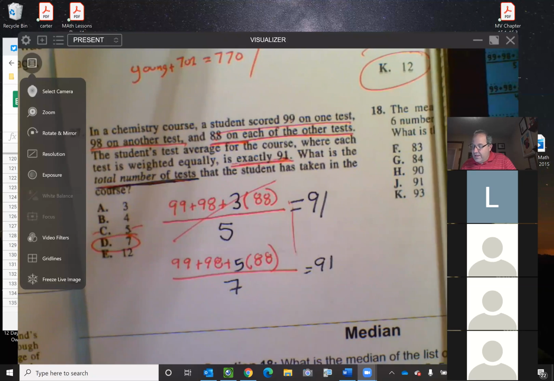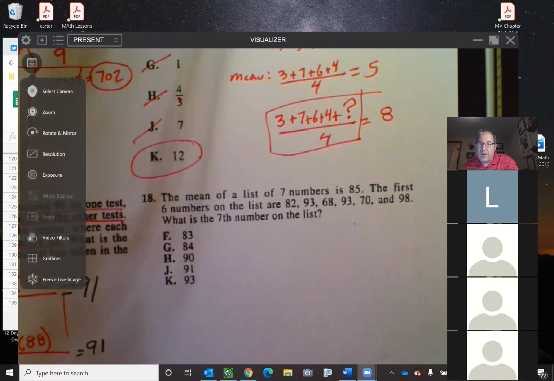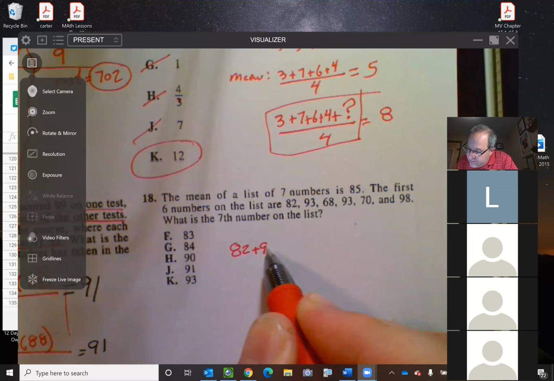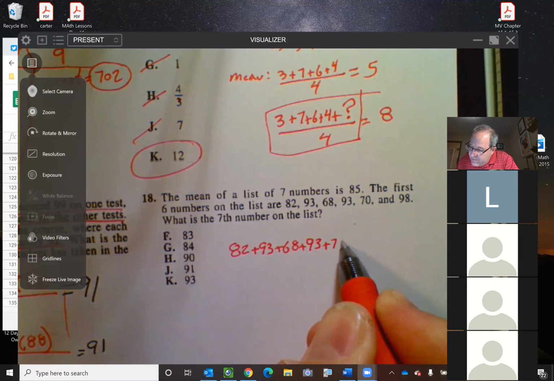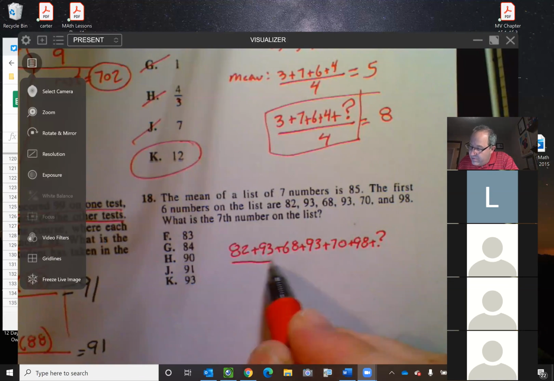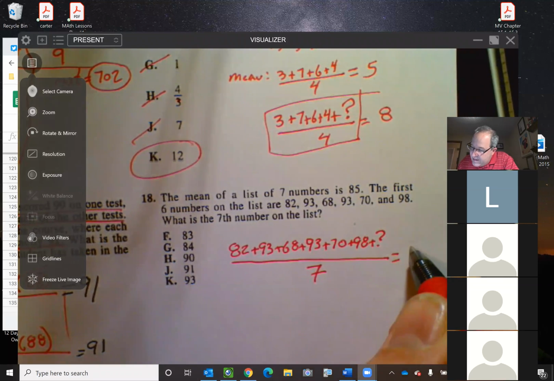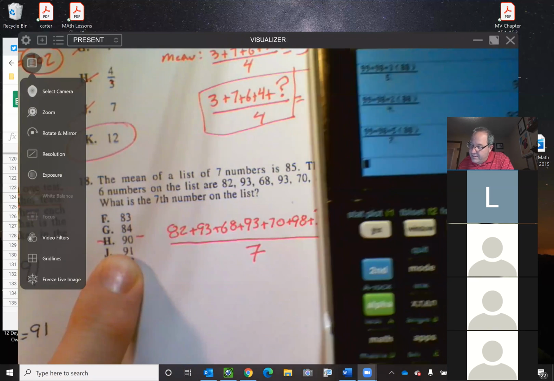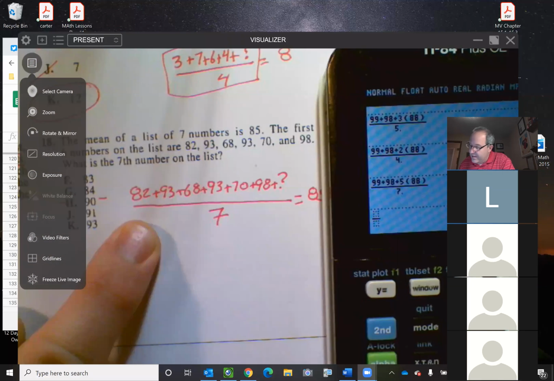Okay, let's look at the last one here. And it is this one. The mean of 7 numbers is 85. Okay. The first 6 numbers are this. So I'm going to add those up. 82 plus 93, 68, 93, 70, 98. I have no idea what the 7th number is. But when I take their mean, right, when I divide by 7, I get exactly 85. So I'm going to guess 90 on this. So I'll use my calculator and I'm just going to type in exactly what we have here.